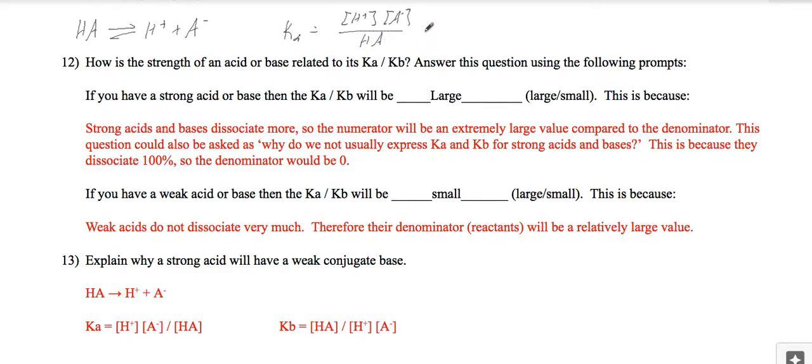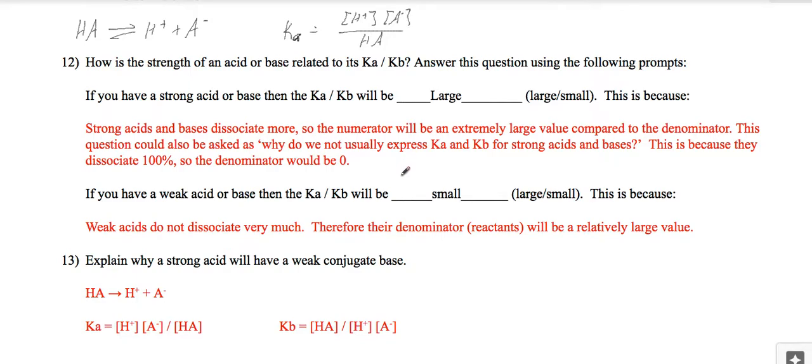If it's a strong acid, it's going to dissociate 100%. And so this value is going to be very, very large. This number is going to be small. In fact, this number is probably going to be 0, which means that the Ka won't exist. So if we were to go through and see some very, very strong acids that dissociated very close to 100%, we could get a Ka, but it'd be approaching infinity. So normally we don't express Kas or Kbs for strong ones.